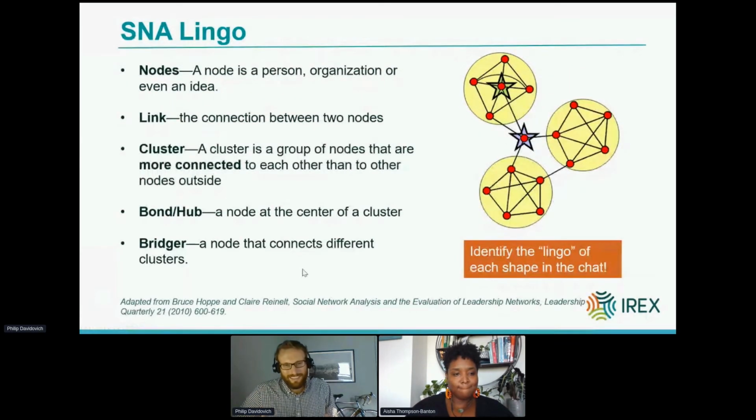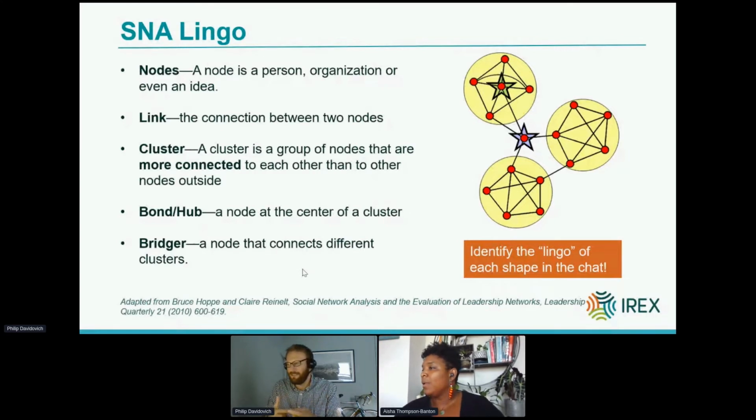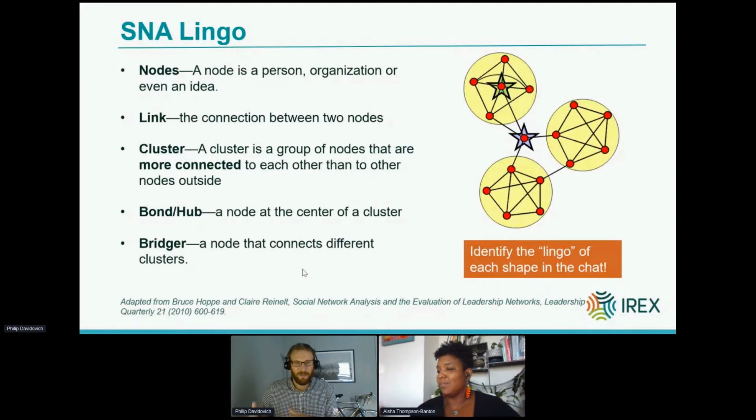So we wanted to kick things off by starting with the jargon, essentially the concepts and terms that you might see floating around when people talk about social network analysis, and try to demystify them and get everyone on the same page. So in the chat, as we describe each of these, try and see if you can identify what the shapes are in the figure on the right-hand side based on how each is defined.